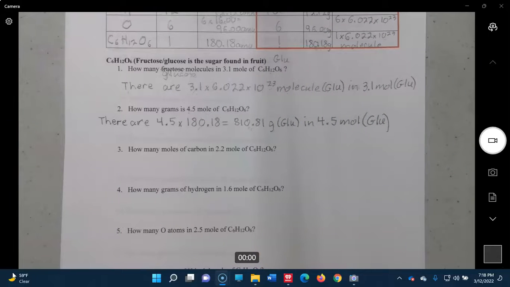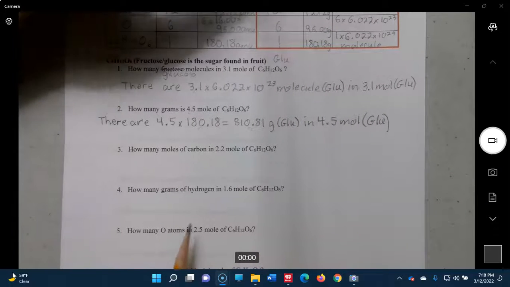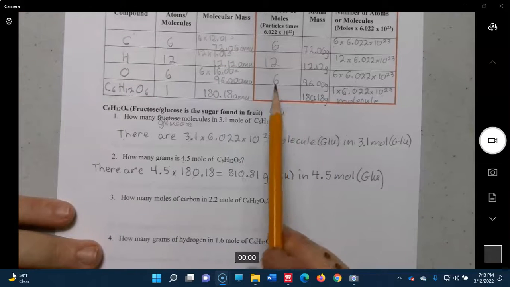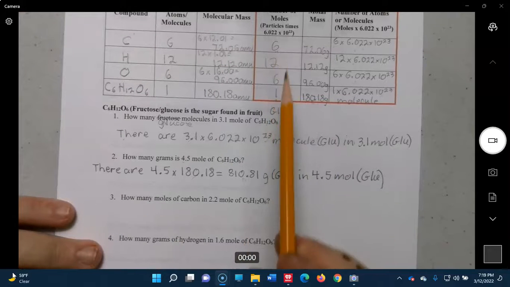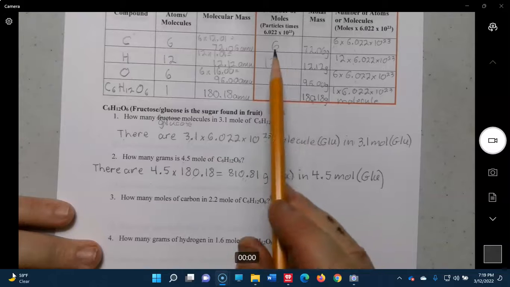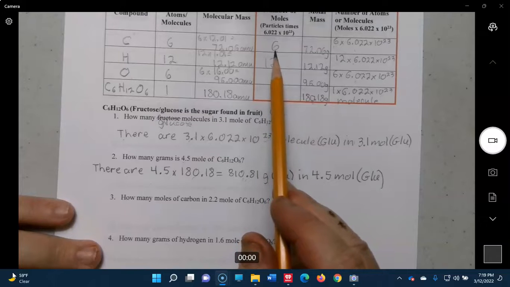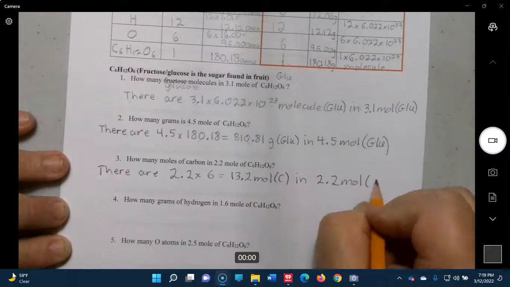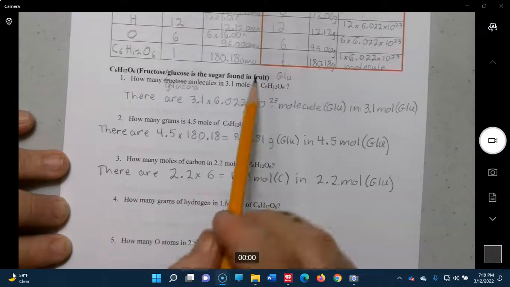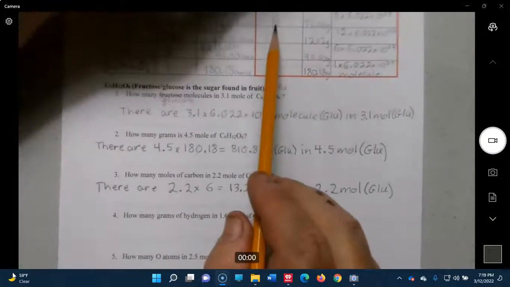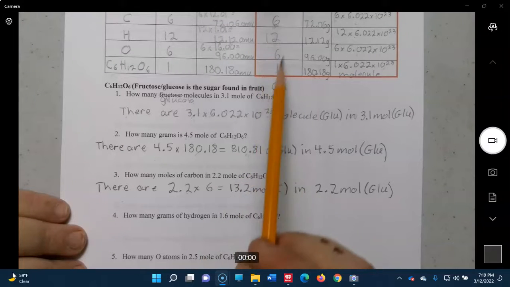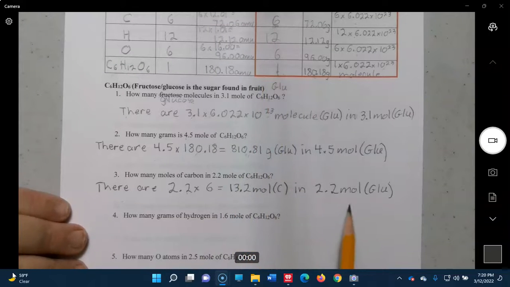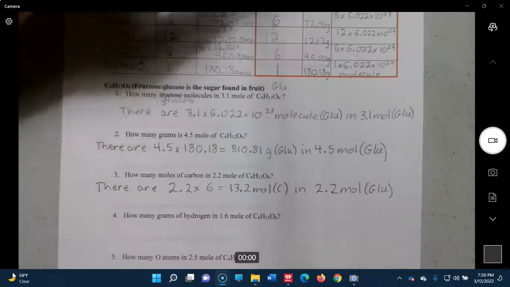How many moles of carbon in 2.2 moles of glucose? So in 1 mole of glucose, there's 6 moles of carbon. So if you want 2.2 moles of glucose, you need 2.2 times 6 moles of carbon. You want 2.2 moles of that. 2.2 times 6 is 13.2 moles of carbon in 2.2 moles of glucose.